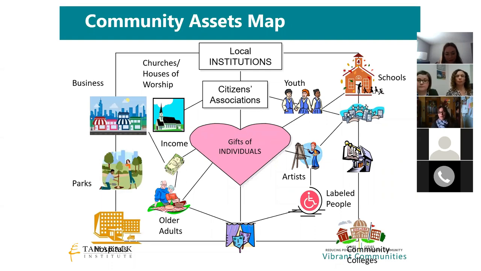This is the same map, but this is looking at it as a glass half full. We're looking at the assets in the community. We've got businesses, we've got individuals, artists, the youth, older adults, parks, churches, associations, the crochet club, the gardening club, the men's garage club.